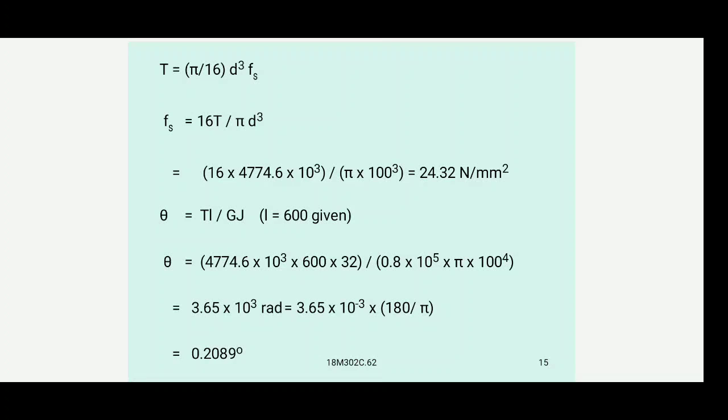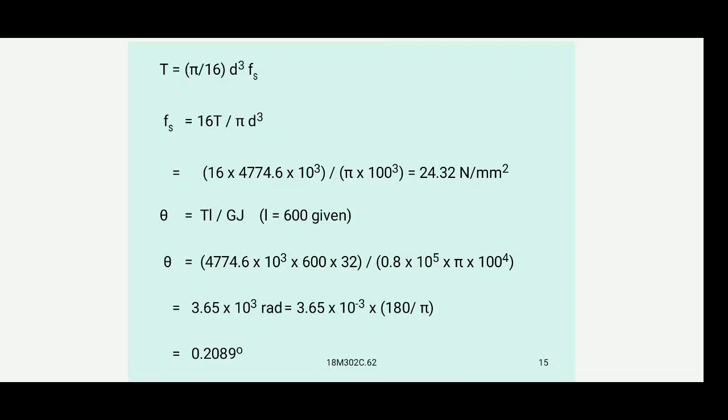Torque T is equal to pi by 16 into d cube into Fs. That is Fs is equal to 16 T by pi d cube. So that is equal to 16 into 4774.6 into 10 power 3 by pi into 100 cube, that is equal to 24.32 Newton per mm square.